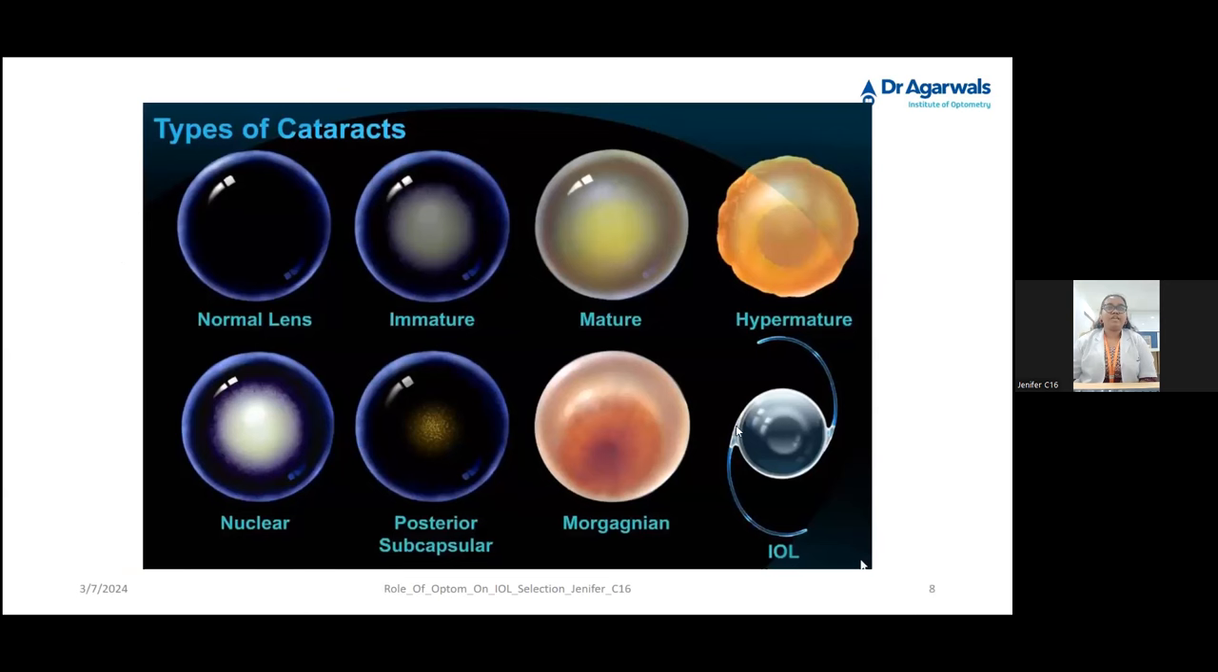These are the types of cataract. This is a normal crystalline lens of the human being, the normal lens. Immature cataract. Mature cataract, this is a yellowish brown color. Hypermature cataract, this is amber brown in color. The opacity occurring in the central part, in the nucleus, is nuclear sclerotic cataract. The cataract occurring in the posterior subcapsular and marginal areas. This is used to treat the IOL selection.